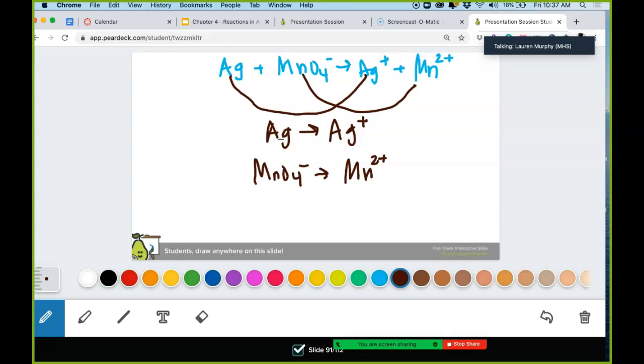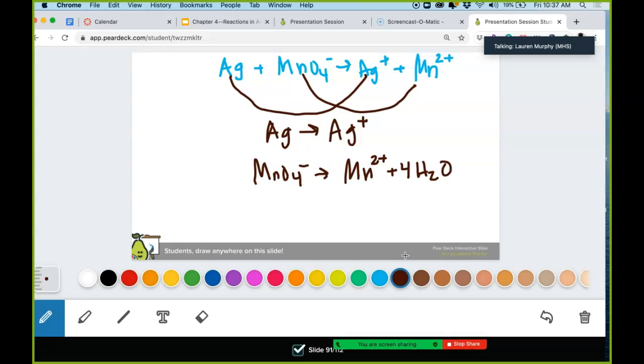So there's one silver here, one silver here. I'm good. There's one manganese here, there's one manganese here. I'm good. Okay, the next thing you balance are oxygens. So it will always go in this order. This guy does not have any oxygens, so I don't need to balance with oxygens. This guy does though. This guy has 4 oxygens. I balance oxygens with waters. So I'll add 4 waters because that will give me 4 oxygens.